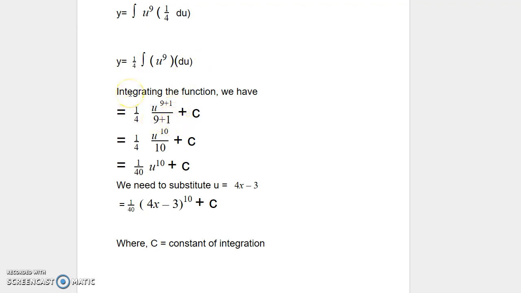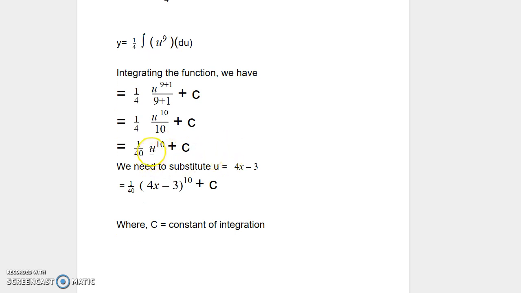Now we're going to use the rules of integration to solve this example problem. 1 over 4, which is a constant, u to the power of 9 plus 1 divided by 9 plus 1 plus c, where c is a constant of integration. So 1 over 4 u to the power of 10, since 9 plus 1 is 10, divided by 10 in the denominator, plus c. So we have 1 over 4 times 10, which is 40, times u to the power of 10 plus c.